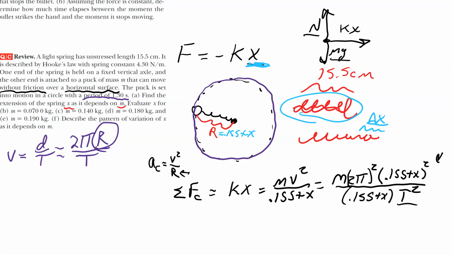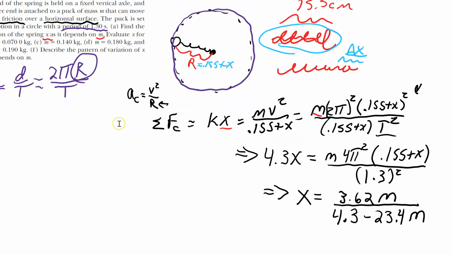Okay, so I have two variables that I don't know here. I don't know x, k is known, and I don't know m. And then I'll punch in a bunch of numbers. I'll do some algebra. I'll pause. Okay, so we do some algebra, we punch some numbers into a calculator, and we get this.